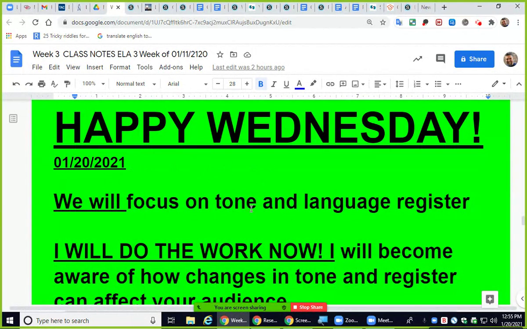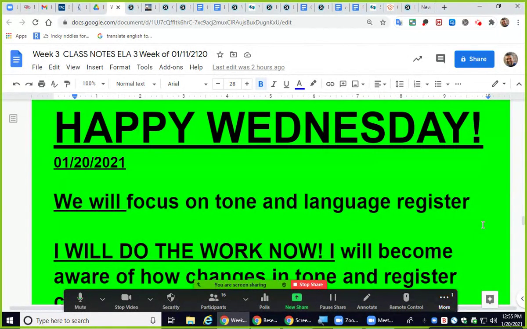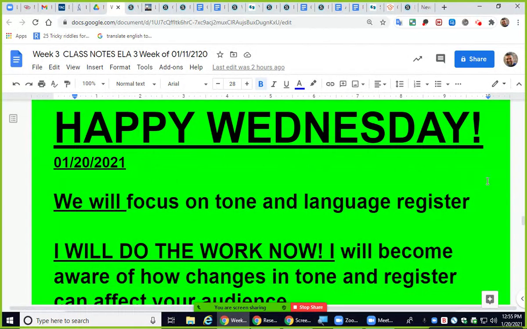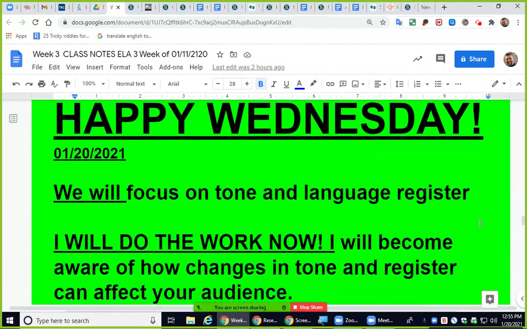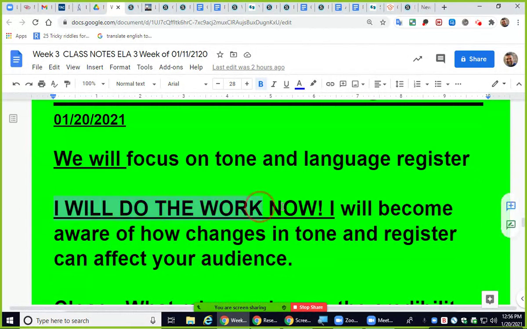We will focus on tone and language register so that we can think about our writing and also how we speak to people. And that's something to really think about because to be successful, you kind of have to learn how to talk to people the way that they want you to talk to them. So that's important. And then, as every day, we will do the work now. And I will become aware of how changes in tone and register can affect your audience.